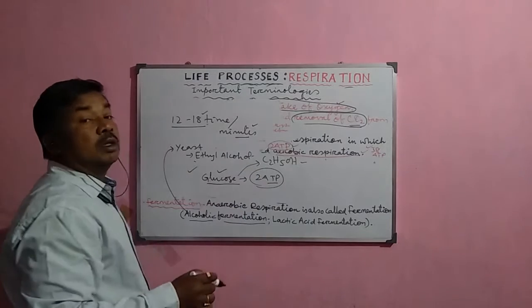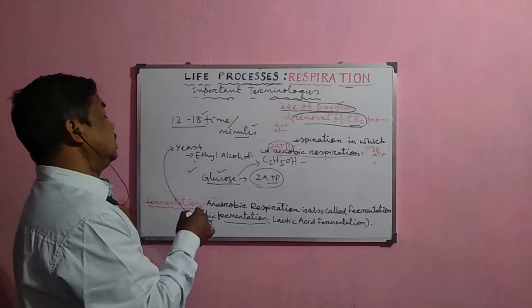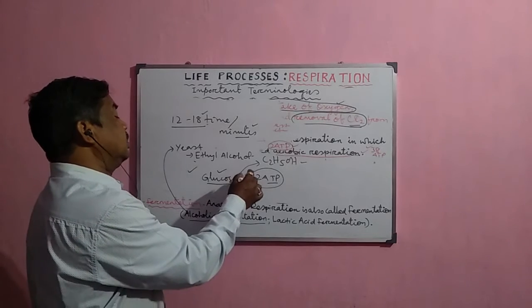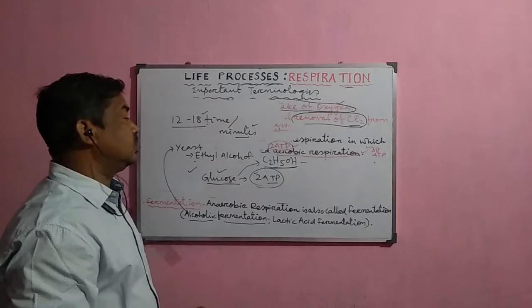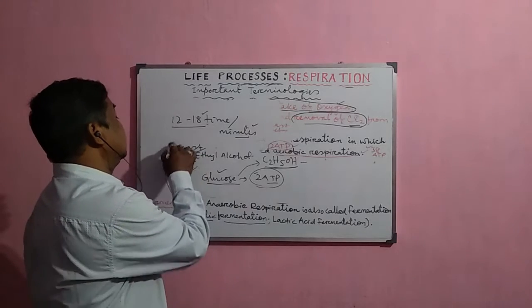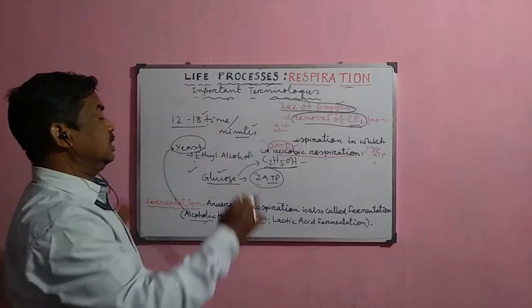And the glucose molecule is not completely utilized, or it is partially broken down. So that is why only 2 ATP molecules are produced, and the C2H5OH or ethyl alcohol is produced in case of yeast, and that is why it is called alcoholic fermentation.